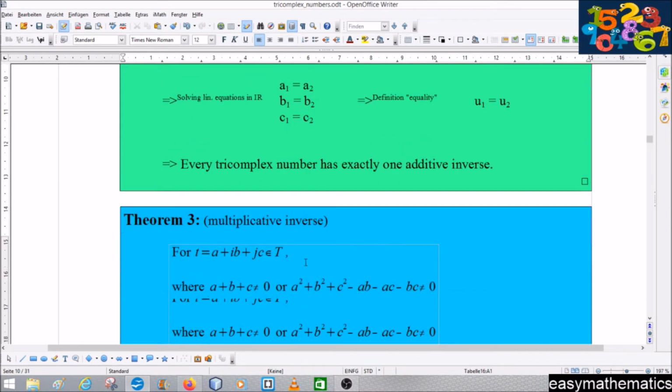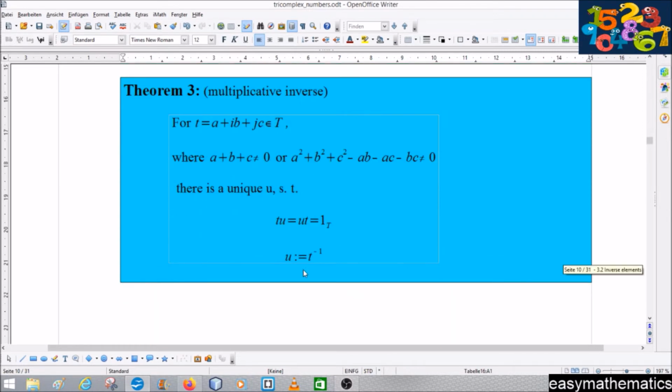Alright, additive inverse. What about multiplicative inverses? Yeah, for a three complex number t of the form a plus ib plus jc, where abc is not zero, or this crazy expression a squared plus b squared plus c squared minus ab minus ac minus bc is not zero, then we have a unique u such that t times u equals u times t equals the one element of three complex numbers, and then we say u is the multiplicative inverse of t, and we denote it as t to the negative 1.